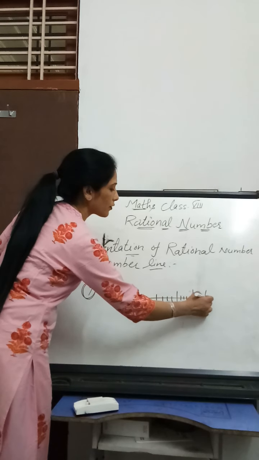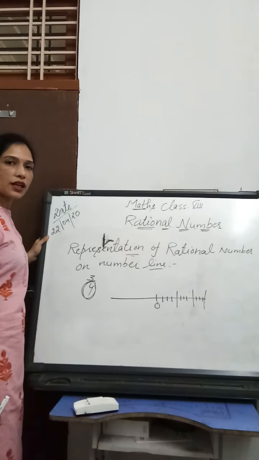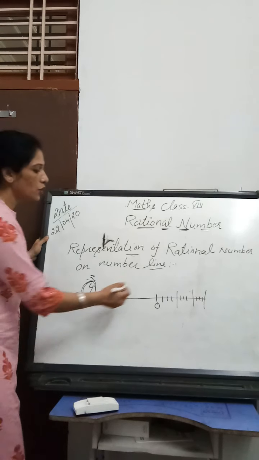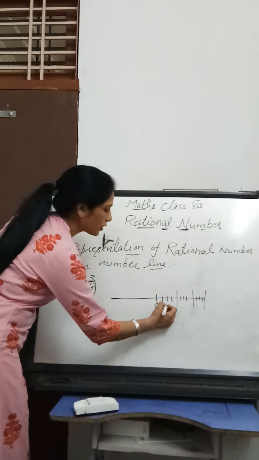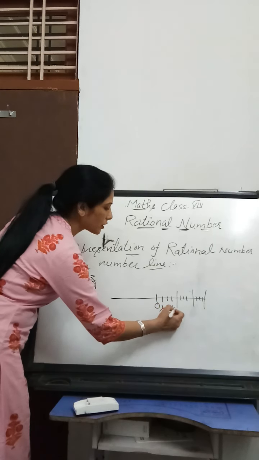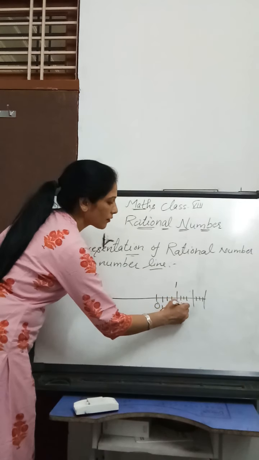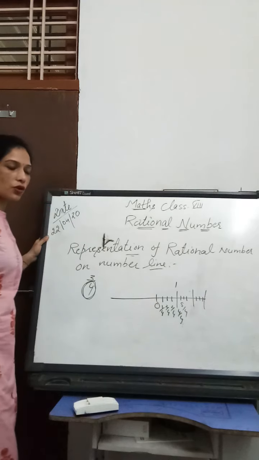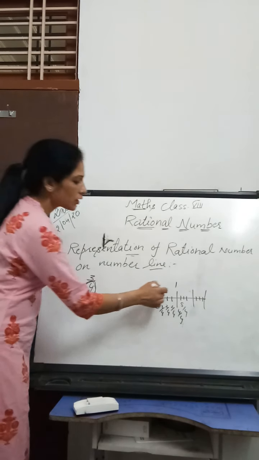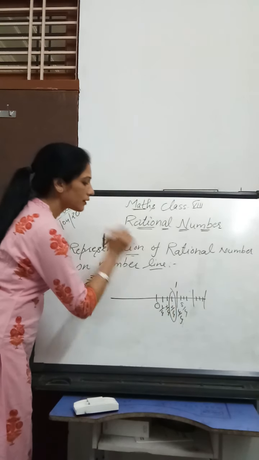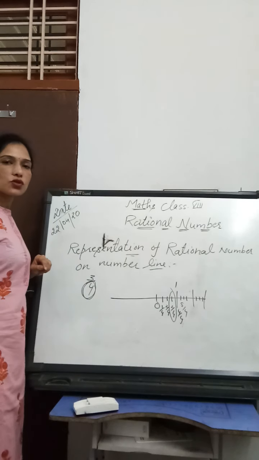In this way you have to draw the lines. 4 lines you have to draw. Now you will write here 1 by 4, 2 by 4, 3 by 4, 4 by 4 means 1. Then 5 by 4 and so on. Now you have to represent the 3 by 4. So you will circle this line in this way.